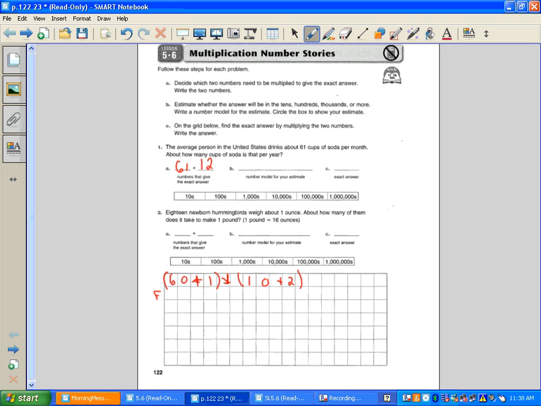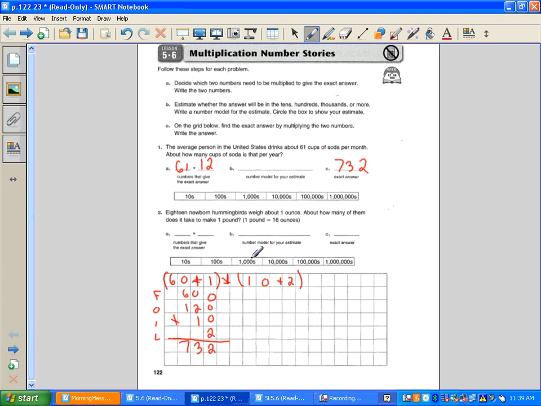And then I'm doing that whole FOIL piece, where it's first, 60 times 10 is 600. Outer, 60 times 2 is 120. Inner, 1 times 10 is 10. And last, 1 times 2 is 2. And then add them up. And I have 732 is my answer.